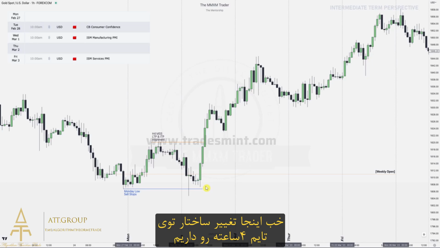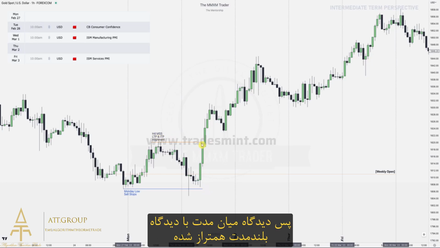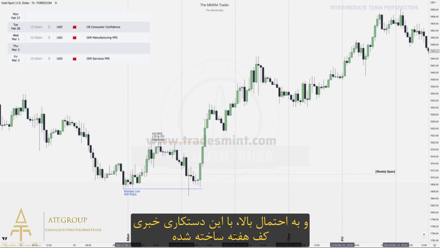So we have that structure shift on the 4-hour, right? So intermediate term perspective lining up with that long-term perspective, and then high probability we have created the low of the week with this news manipulation.